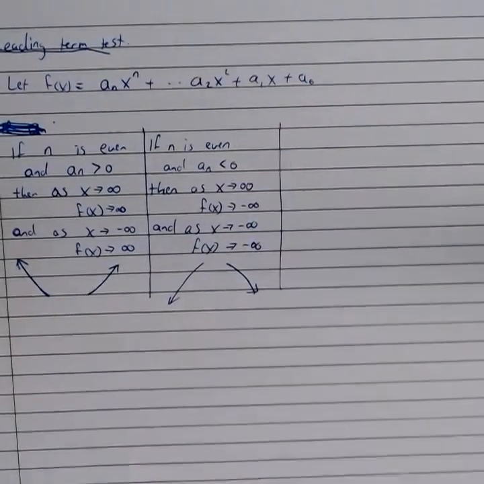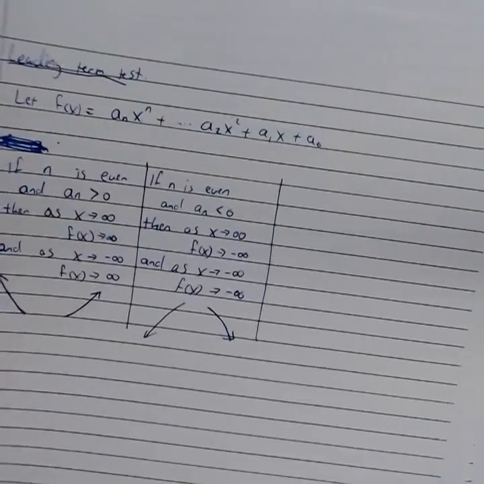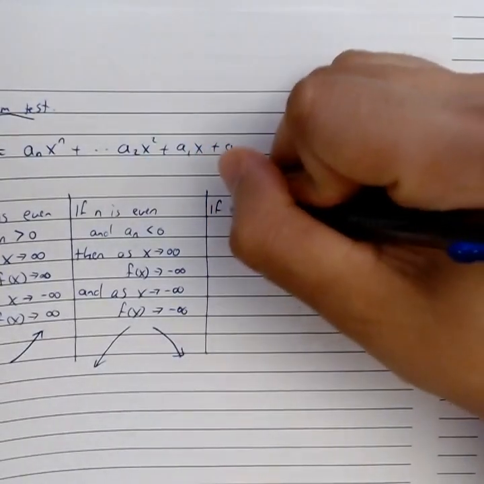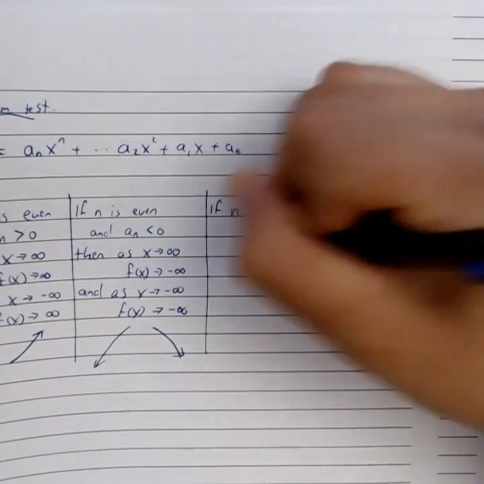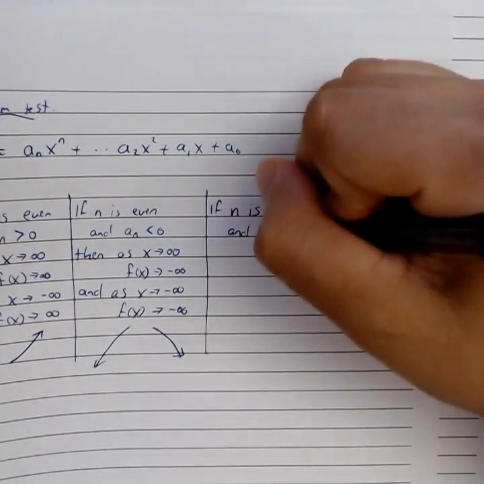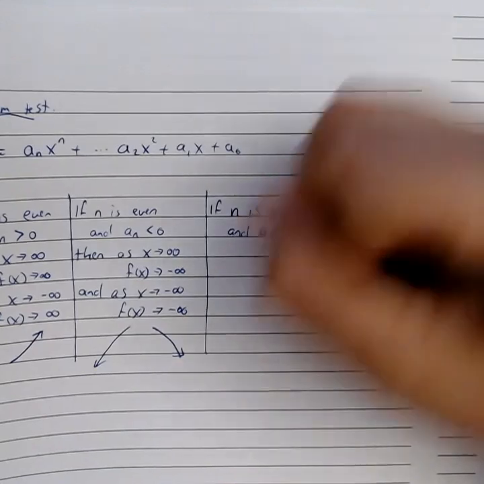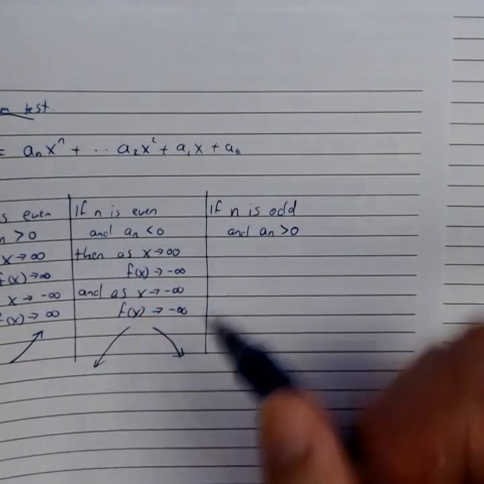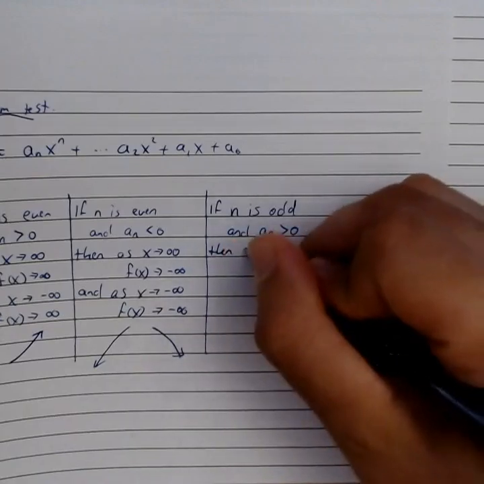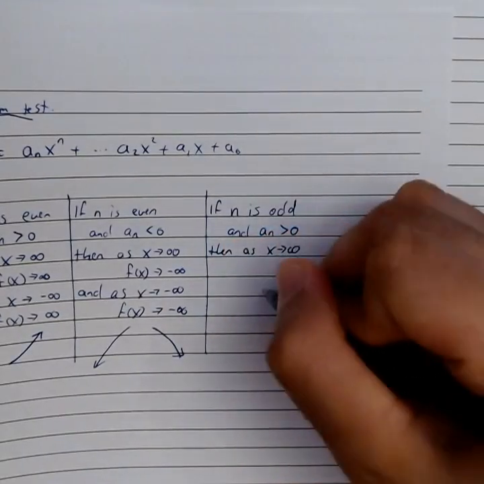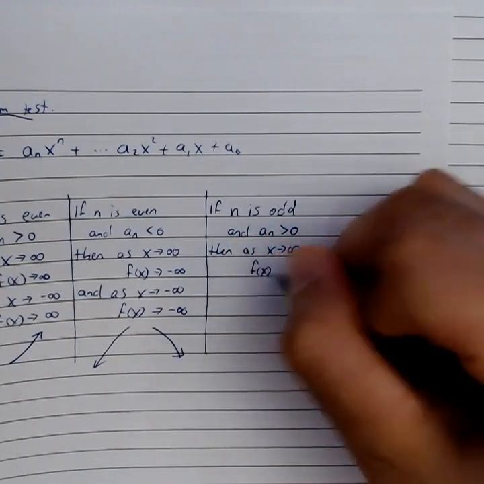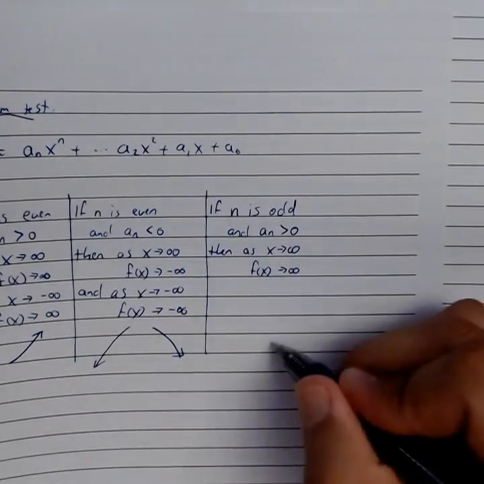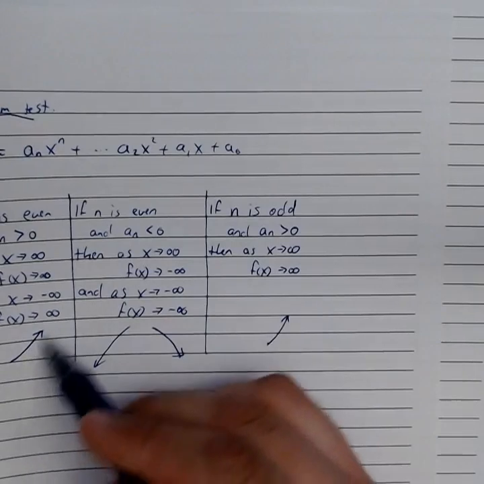Okay. Let's take a look at the next one. If n is odd now. We've seen both cases if n is even. Now let's see what happens if n is odd. Well, if n is odd, you can either have your coefficient be positive or negative. So let's take a look at what happens if it's positive. If n is an odd number and a sub n is positive, then as x approaches infinity, f of x will also approach infinity. So as you go to the right, your y value will go up. So it'll look like that, up.